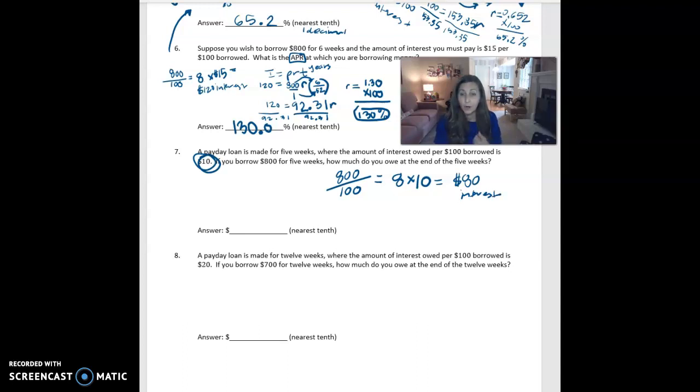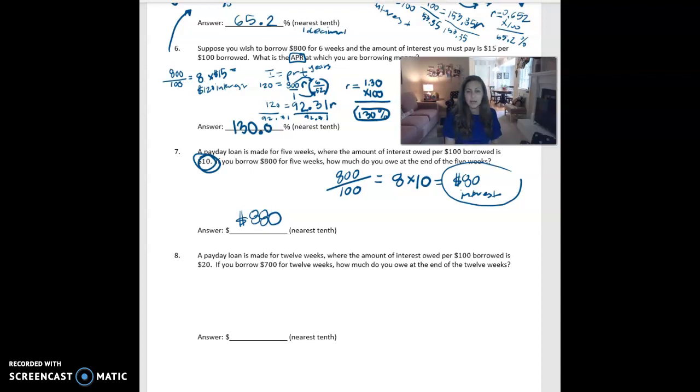So you borrowed $800 and you're going to pay it back at the end of 5 weeks, and you owe $80 in interest. So altogether, you're going to pay back $880. This is easier than the previous two problems. Similar thought process, but easier. And again, you don't use any formula here.